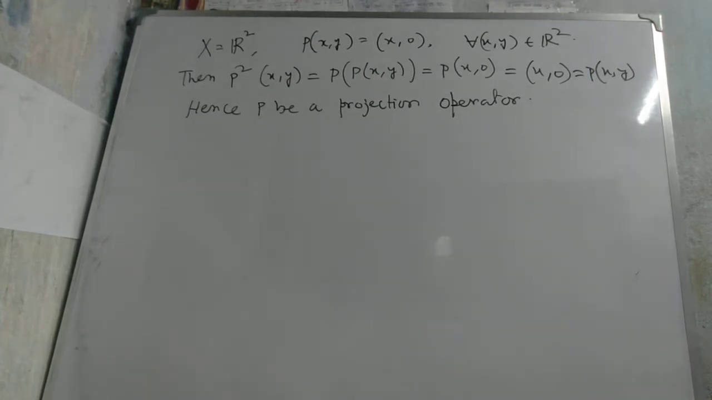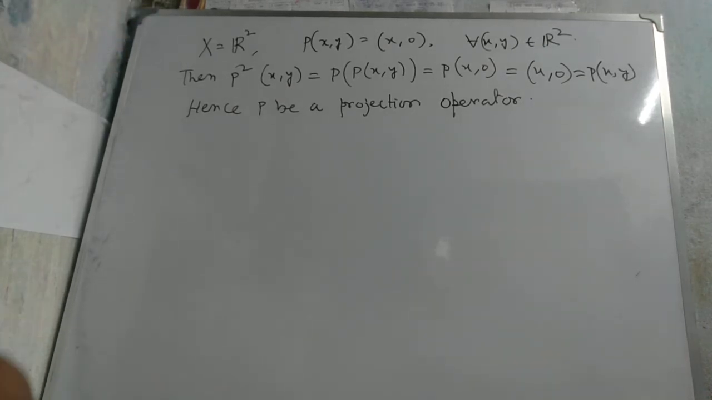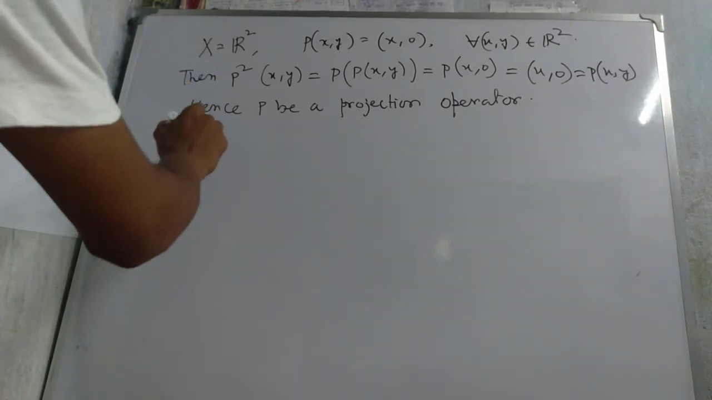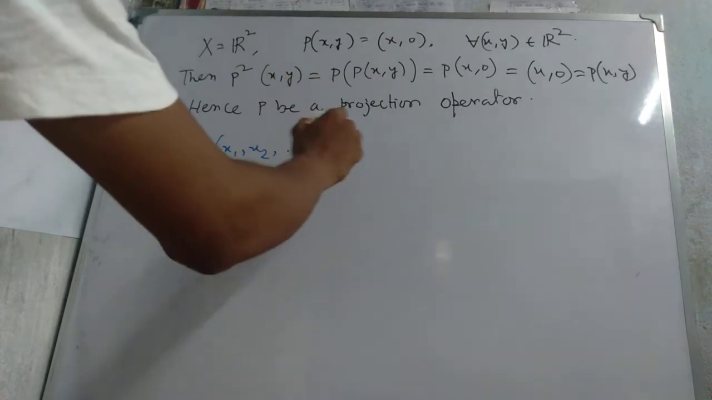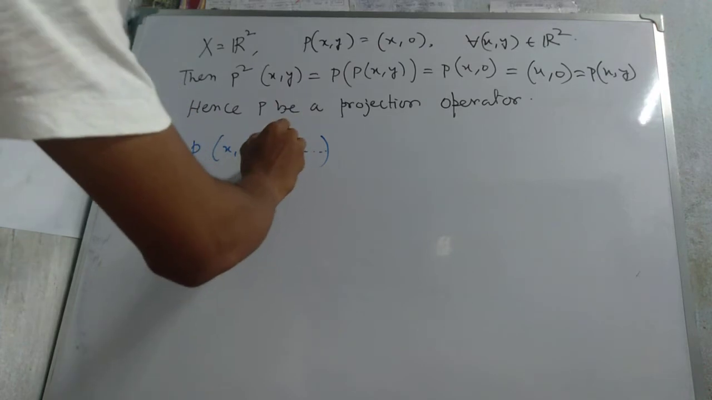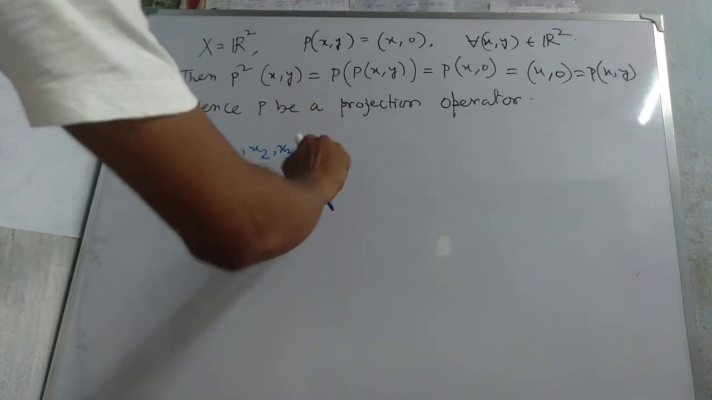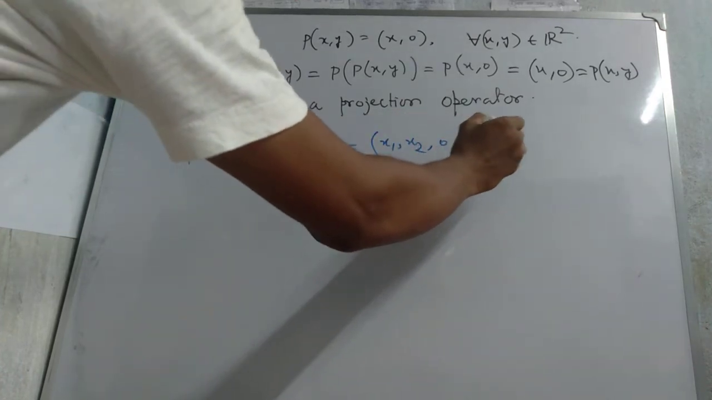Next we discuss these things. If x belongs to L2, that means P of (x1, x2, ..., xn) equals (x1, x2, 0, 0, ...). If we construct this phi of (x1, x2, x3, ...) in this way, then what we get is (x1, x2, 0, 0, ...).